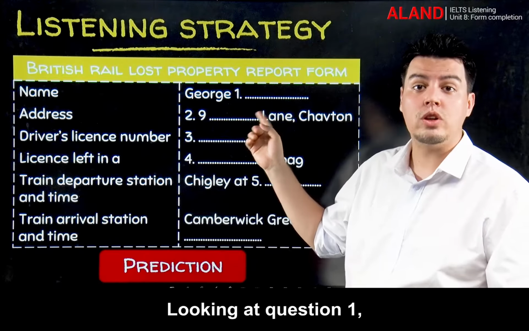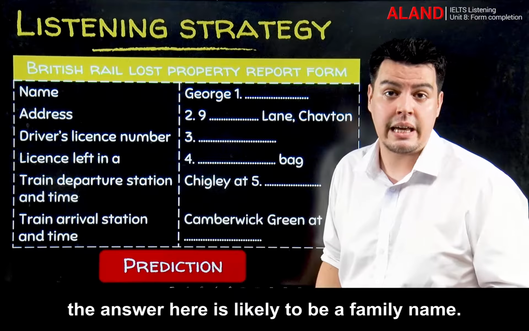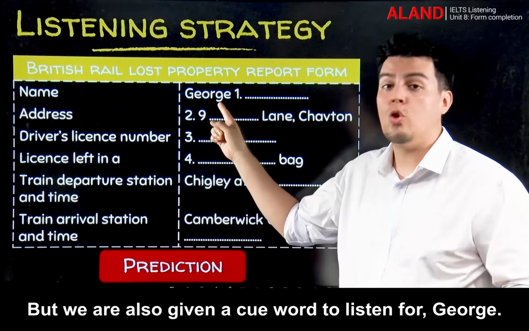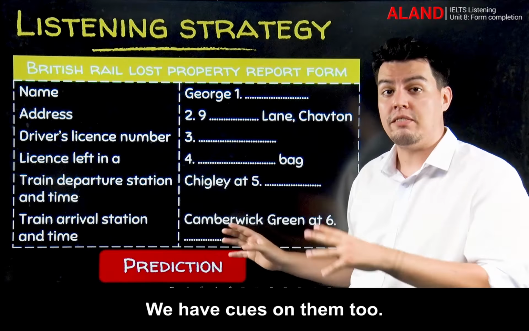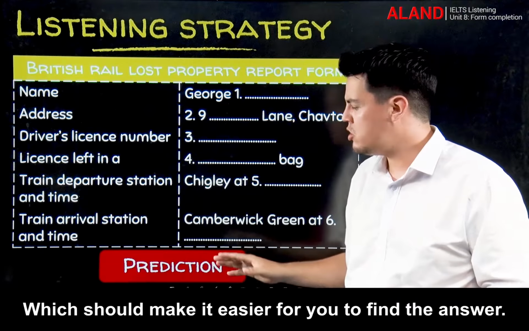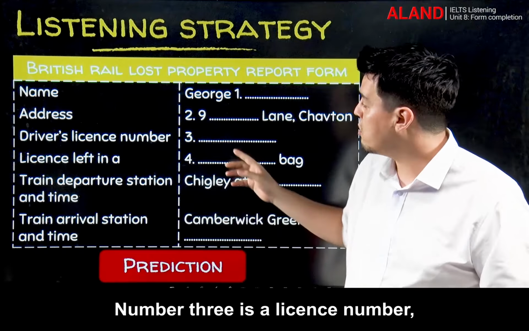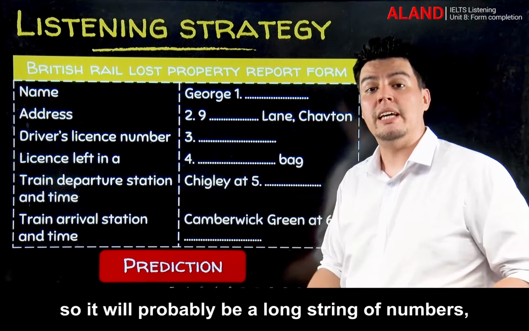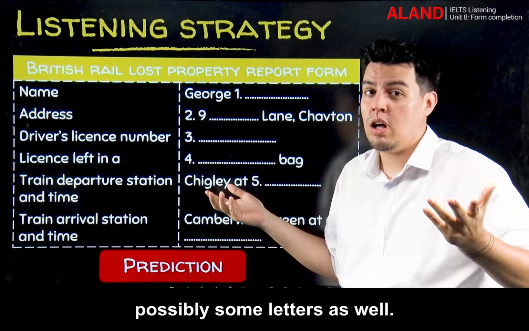So looking at question 1, the answer here is likely to be a family name. But we are also given a cue word to listen for, George. The same thing is true for the last 2 questions. We have cues on them too, which should make it easier for you to find the answer. Number 3 is a license number. So it will probably be a long string of numbers, possibly some letters as well.